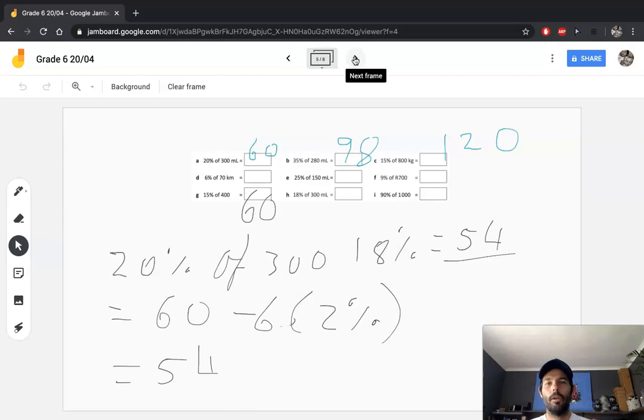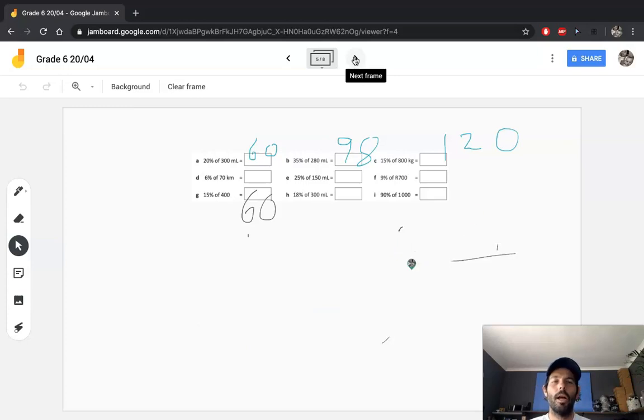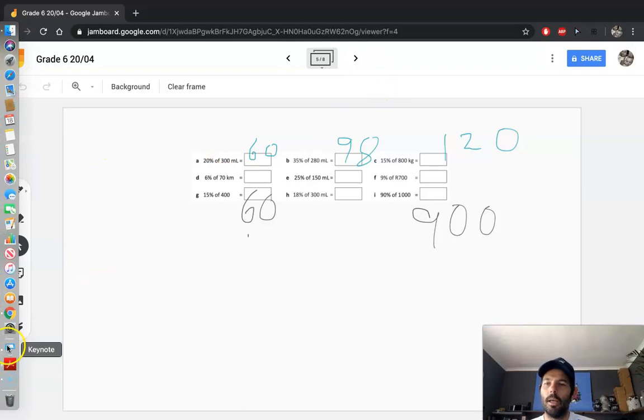Then your last question for R, which I'll just talk you through: 90% of 1,000. Well, 10% of 1,000 is 100, so 90% must be 100 times 9, and that's going to give me 900. Okay, well done for sticking with it, guys. I know it's been a bit long, but it's important that you guys understand this.